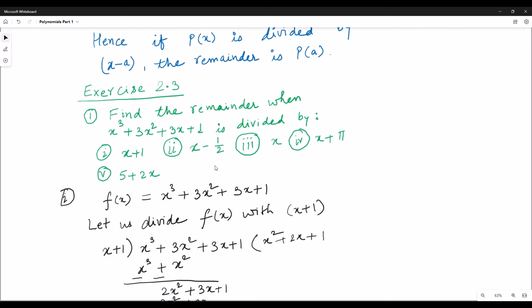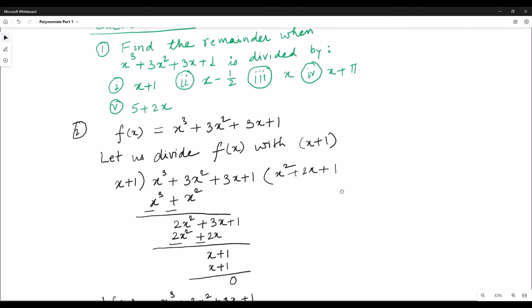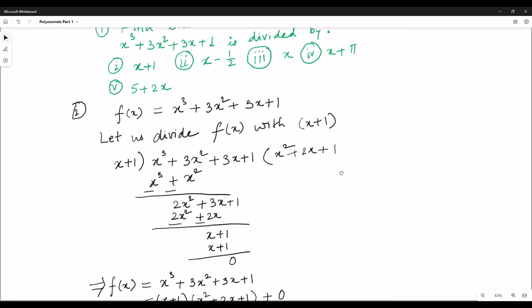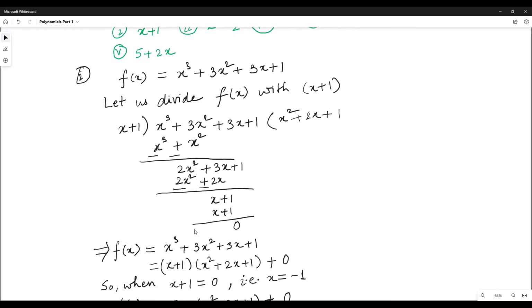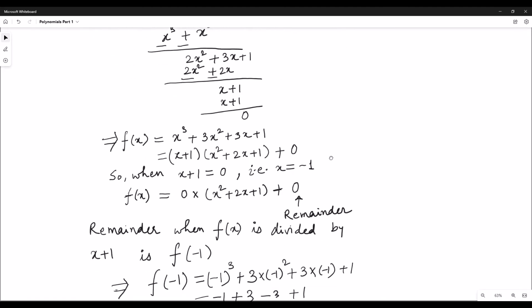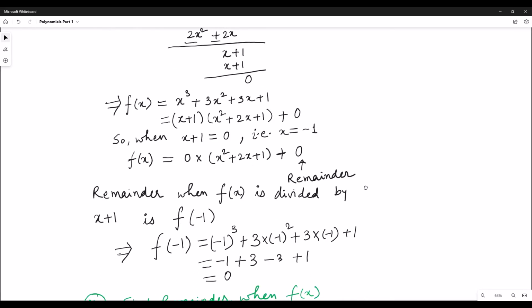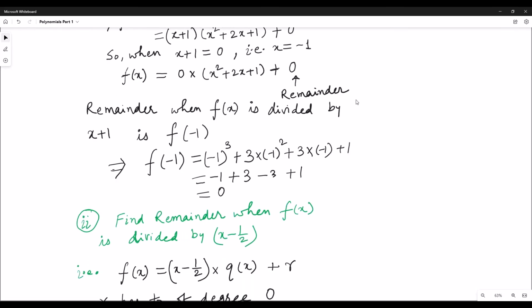So you have to first find the zeros of this. Let us divide f(x) by x plus 1. I have done it for the sake of explaining. I have actually divided it, and by dividing it, it comes like this, and the remainder is 0. So the remainder when f(x) is divided by x plus 1 is 0. I have found it by actually dividing it, but you do not have to do this. The simple way: the remainder when f(x) is divided by x plus 1 is f(minus 1). By putting the value x equal to minus 1, we get it as 0. So the remainder is 0.